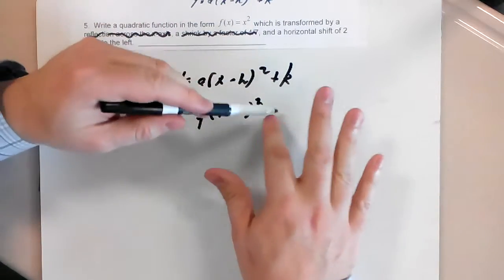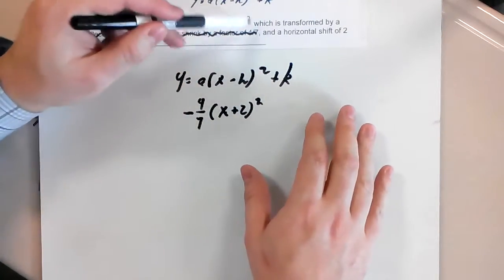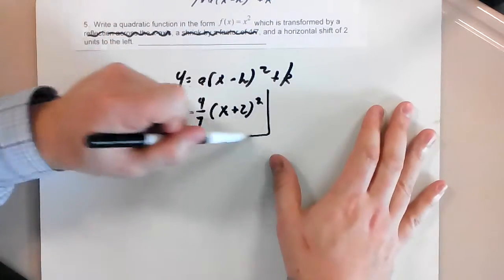Now, it doesn't mention anything about a vertical shift, and there wasn't one here. So that's it. I am done.